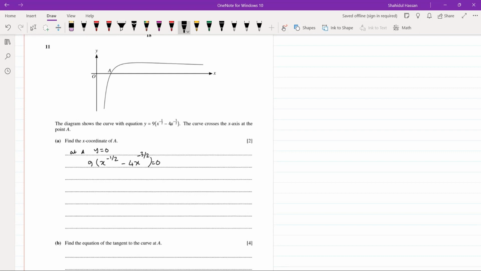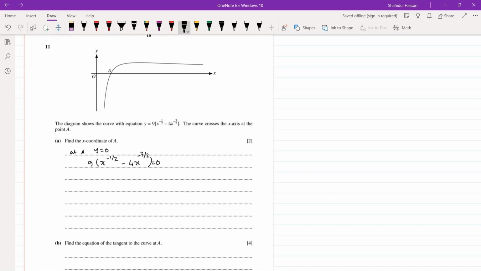So x to the power minus half minus, okay, we can do it like this. Let's take x to the power minus half common. If I take x to the power minus half common, no, let's not.